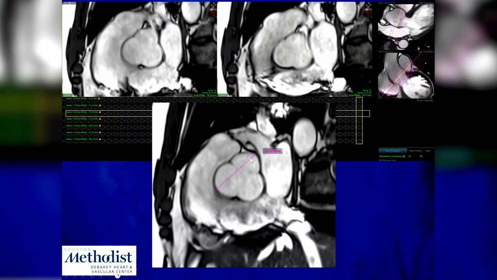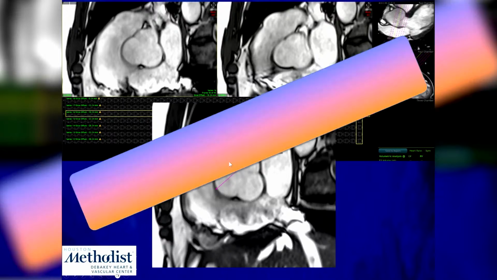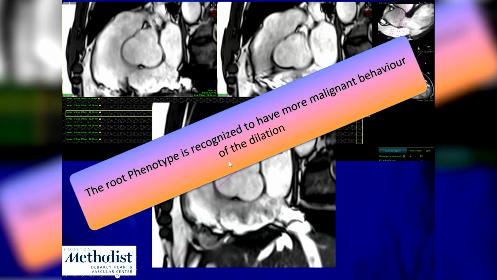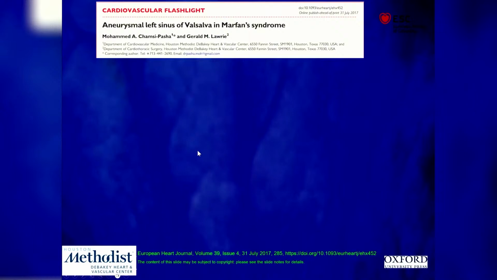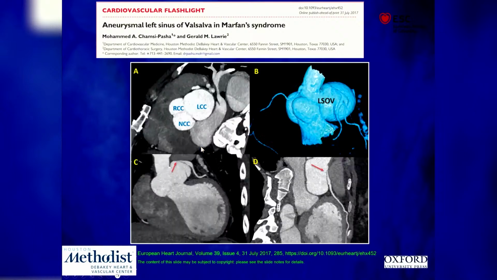And this is going to be here, the left cusp. This one here is going to be the right cusp. This one here is going to be the non-cusp. And the root phenotype, as we know, has been recognized to have a more malignant behavior of dilation compared to the tubular ascending aorta. And this patient, because it's a class 2A for an elective repair, did well after having his root replacement with a Dacron graft.